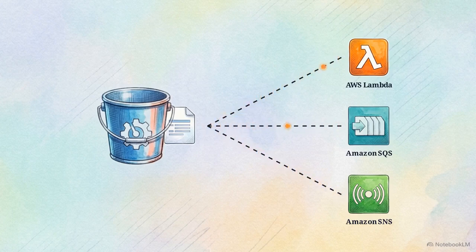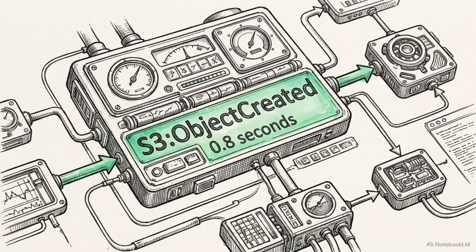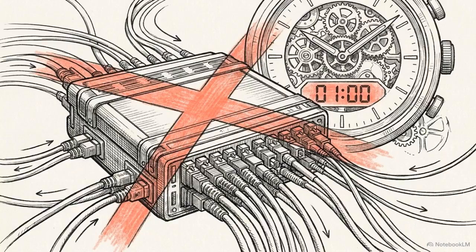S3 routes these events directly to three primary integration targets: AWS Lambda functions, Amazon SQS queues, or Amazon SNS topics. These are asynchronous pathways. While delivery typically occurs in seconds, it can take a minute or longer under heavy load, making them unsuitable for ultra-low latency synchronous transaction paths.